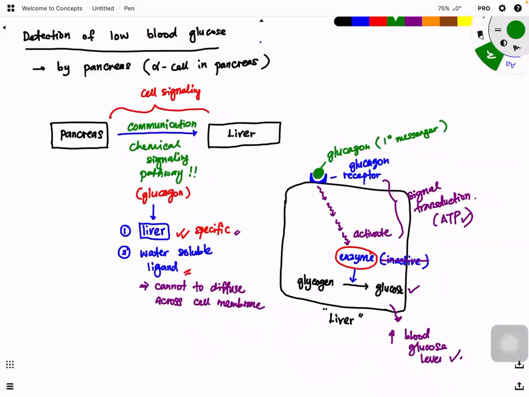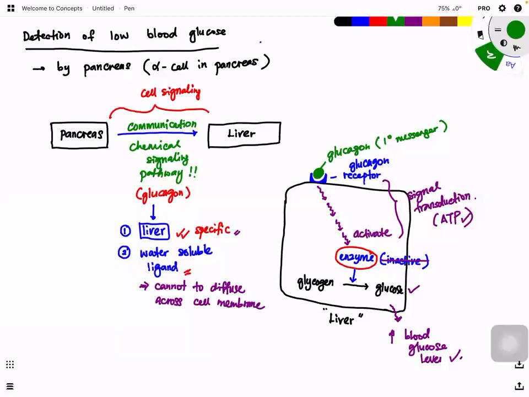So we detect low blood glucose level. We want to increase back the blood glucose level. Definitely, we need more glucose. So in this case, we need to have cell signaling and then inform the liver. How to inform? We use the chemical signaling molecule. In this case, glucagon, the water-soluble ligand. Okay, and we want specificity. We don't want the whole body to respond. So it means that we have a specific receptor. So this glucagon receptor only appears on the liver cells.